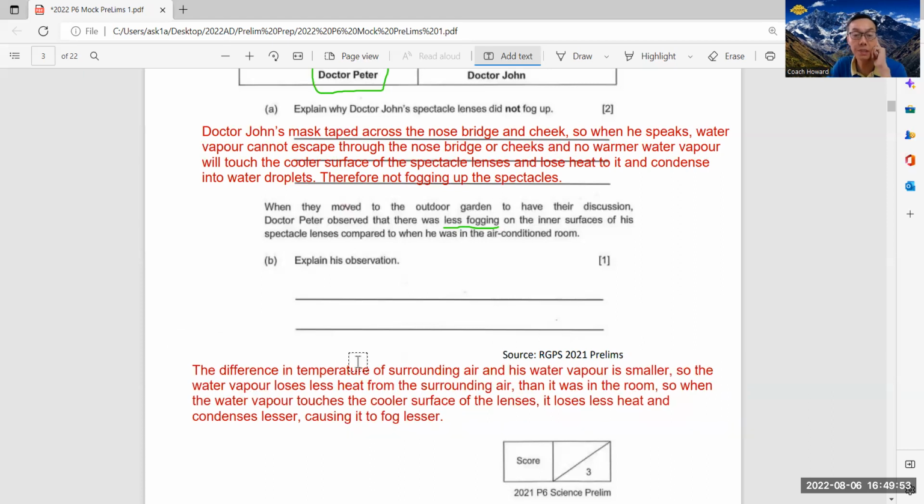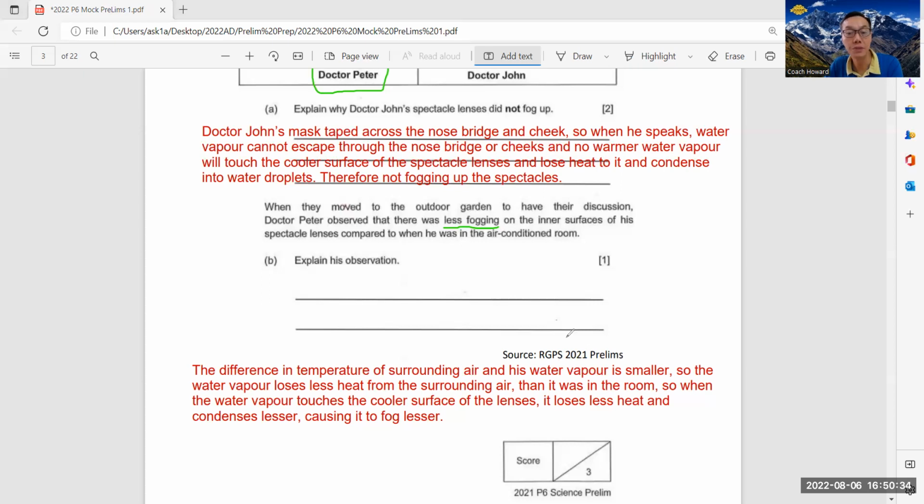I'll repeat that. The difference in temperature of the surrounding air and his water vapor is smaller, so the water vapor loses less heat to the surrounding air than it did in the room. When the water vapor touches the cooler surface of the lens, it loses less heat and condenses less, causing less fogging. This part is 1 mark, but the first one on top is 2 marks, so take note of this. I will screenshot this and send it to you.